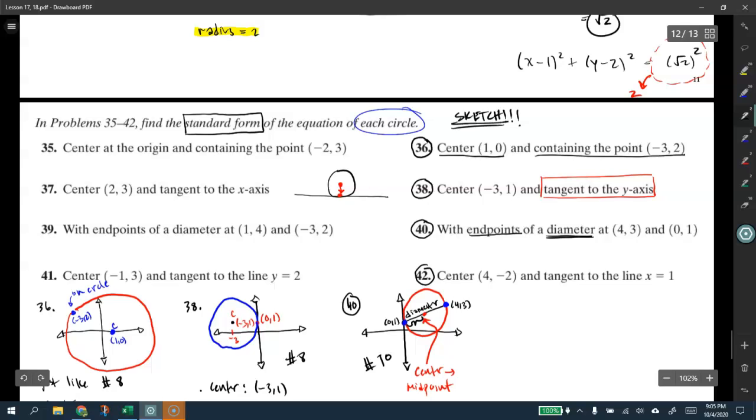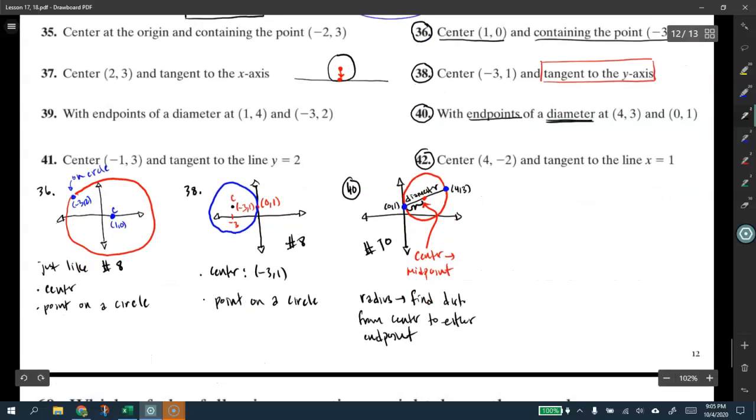Okay, now let's take a look at number 42. We have just enough space to fit that in right here. Number 42 has a center, and it's tangent to the line x is equal to 1. Okay, so let's go ahead and try to draw this out first.